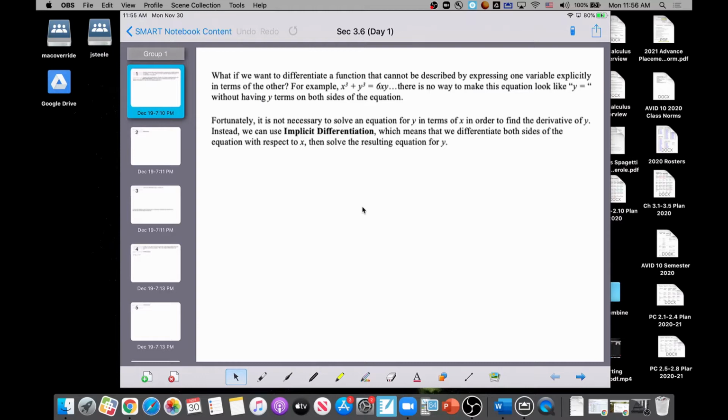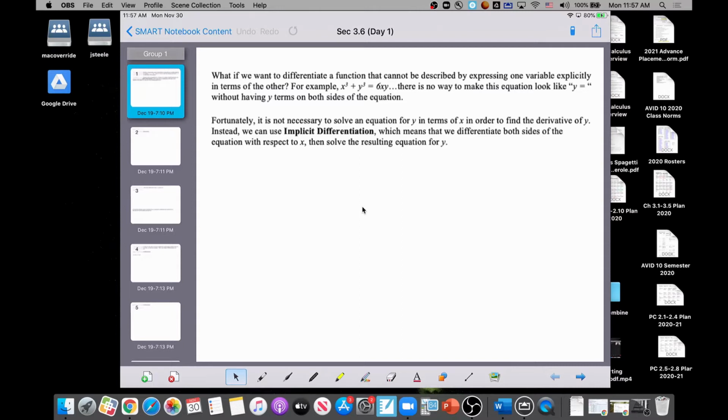So today we're going to learn about a new kind of differentiation that we haven't done before, which is called implicit differentiation. And the idea behind it is, what if we have a function that we want to find the derivative of, but we can't make the function look like y equals and have everything in terms of x on the other side of the equal sign?